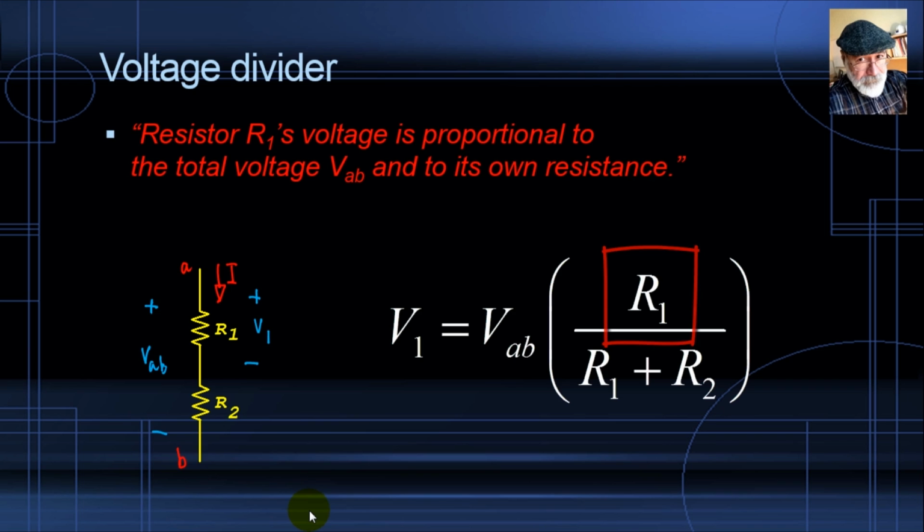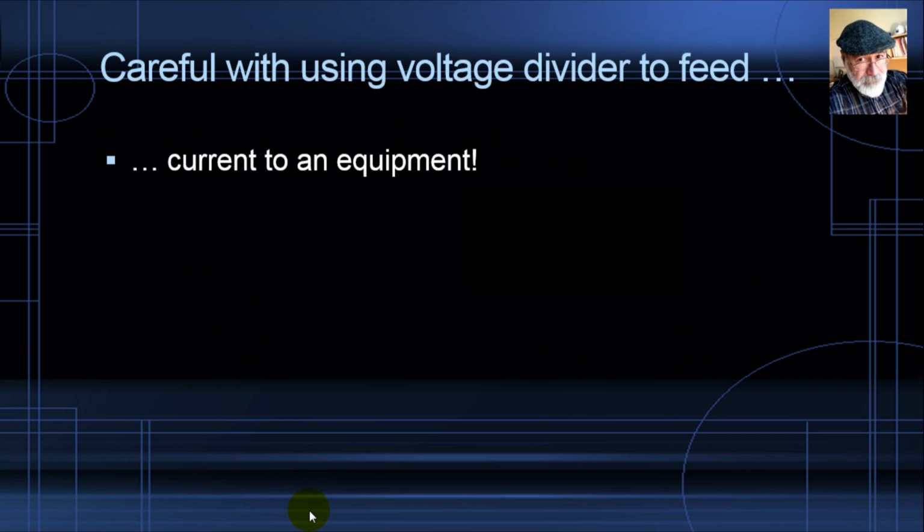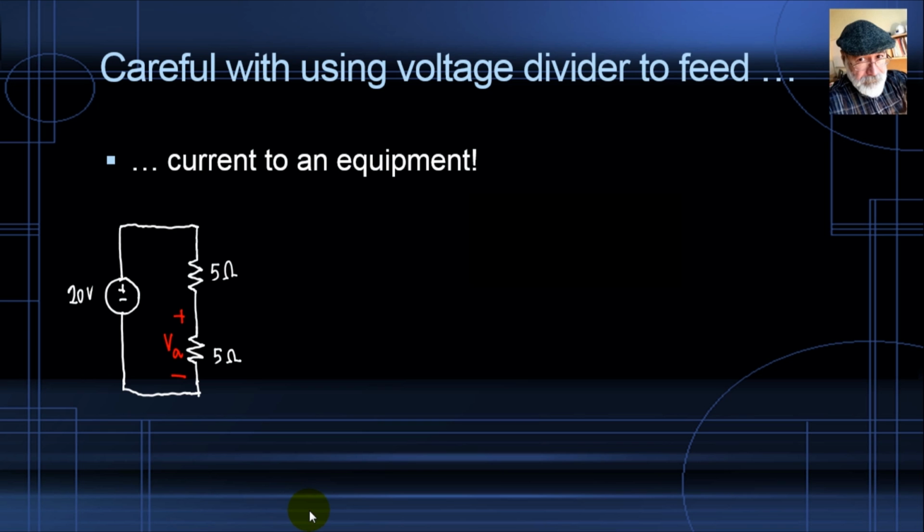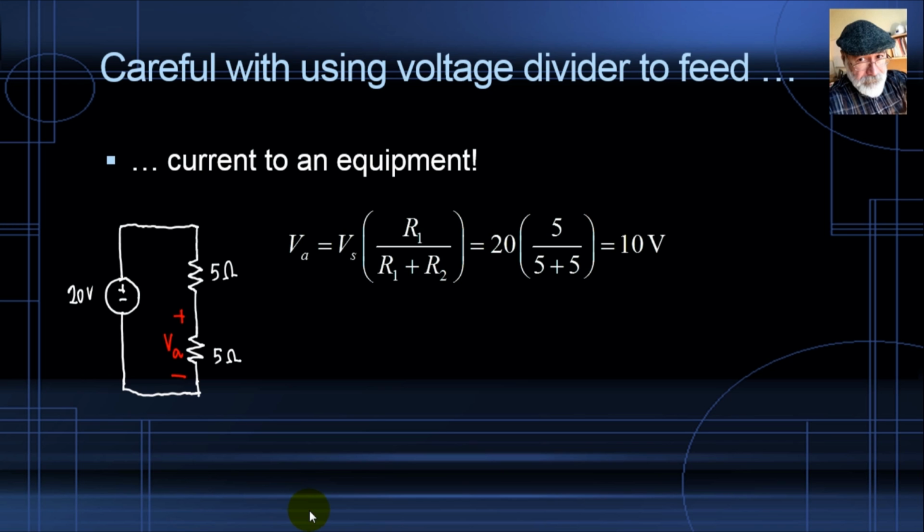and it's proportional also to its own resistance. Now be very careful when you're trying to use a voltage divider to feed current to an equipment. Let me illustrate that with a numerical exercise. Here we have a voltage divider, 20 volts divided between two resistors of 5 ohms each. Because each one of them is 50% of the total resistance, of course, the voltage of the middle point is only 10 volts. That voltage VA is given by the voltage divider formula and is, of course, 10 volts.